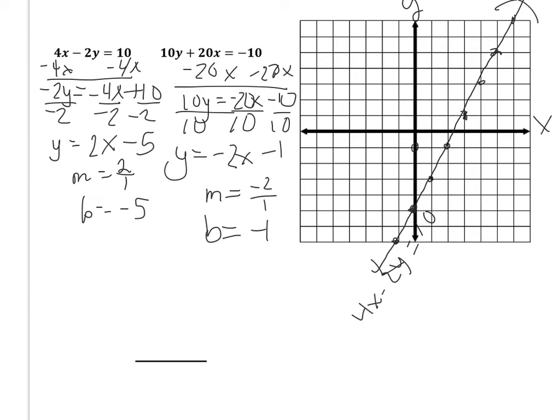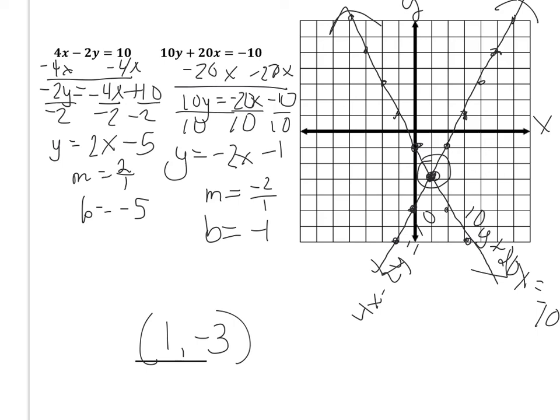I'm going to plot my y-intercept at negative 1, and this time I'm going to go up 2 but over to the left one, because this one has a negative slope. Well, there's my intersection point, but I'm going to continue my line, because if they ask you to solve graphically, well, you haven't done that completely until you've graphed both lines and labeled both. This is 10y plus 20x equals negative 10. And here's your solution right here. It's to the right 1 and down 3, so your solution is 1, negative 3.